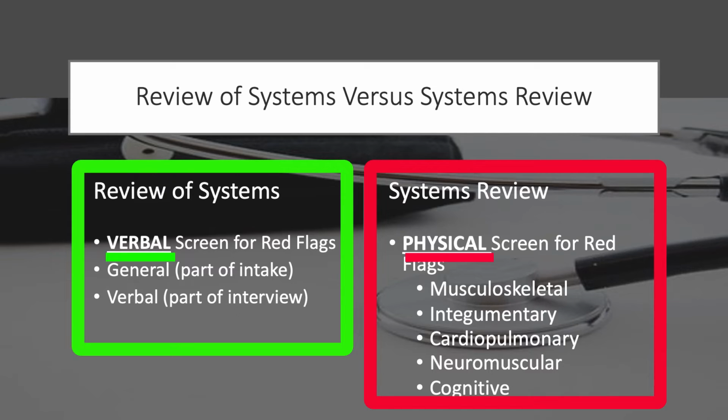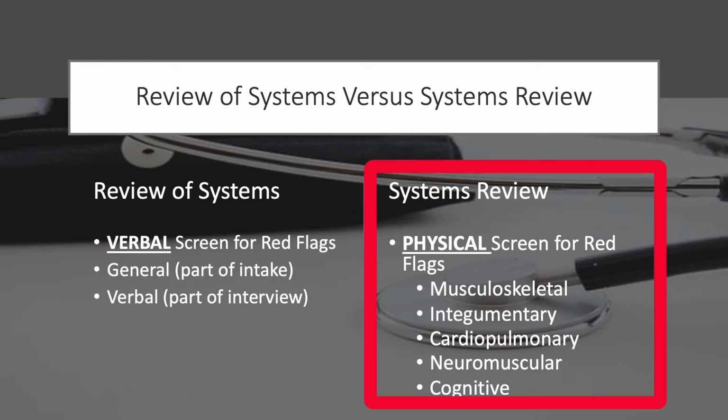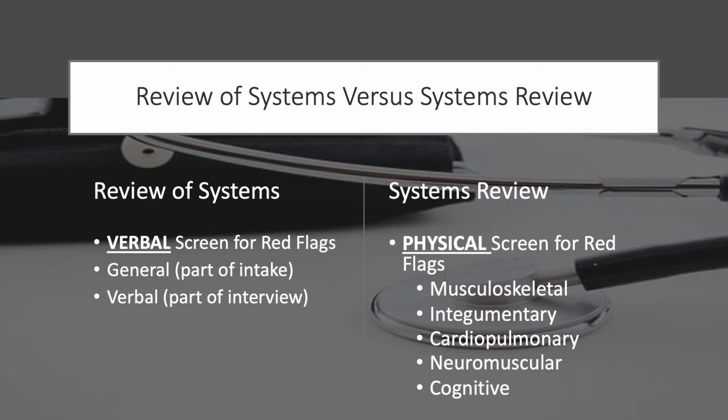So I already mentioned the makeup of the review of systems. It can be the general review of systems that's part of the intake forms, and the verbal review of systems that is part of the interview. And then we move into the physical part of the examination process, and that's where we do our systems review, which is basically the physical screen of all of those major systems.